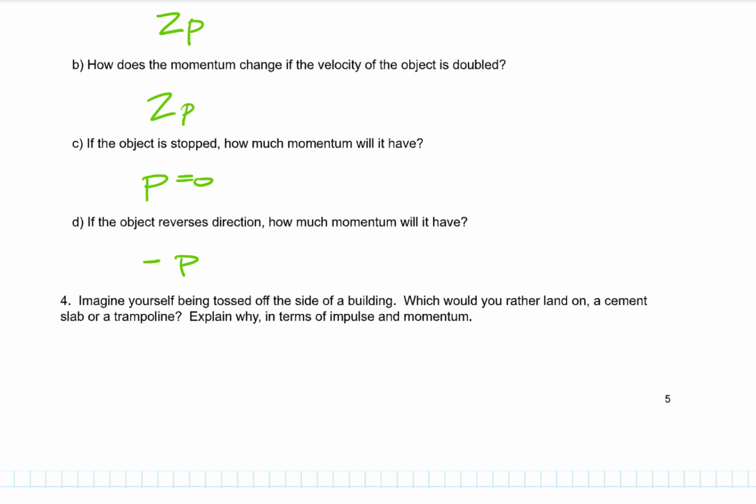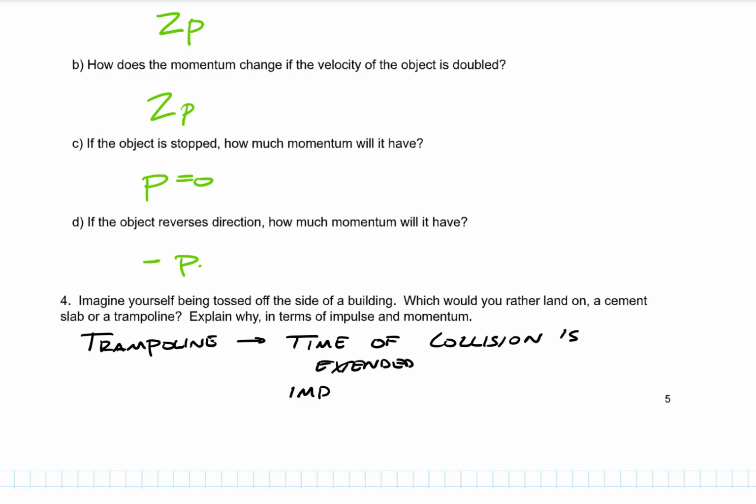So, let's say you were tossed off the side of the building. Would you rather land on cement or a trampoline? You would rather land on a trampoline because the time of the collision is extended. We get longer time when we hit the trampoline. It's stretchy, it's bouncy. We don't stop right away when we hit it. So the impulse will be the same as if we hit the concrete. So impulse really isn't a factor.